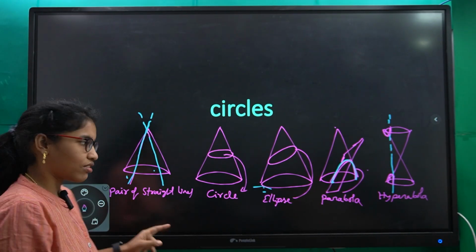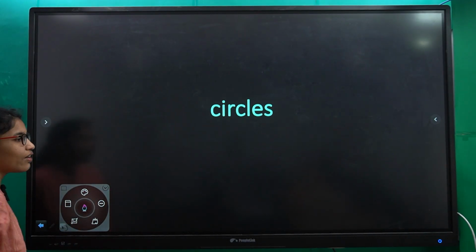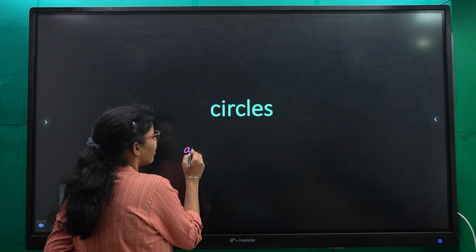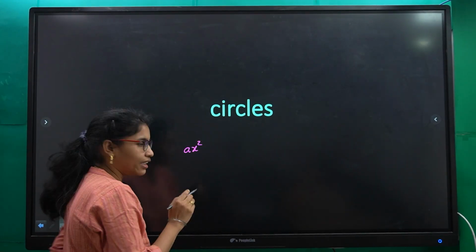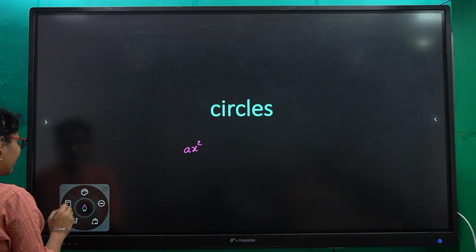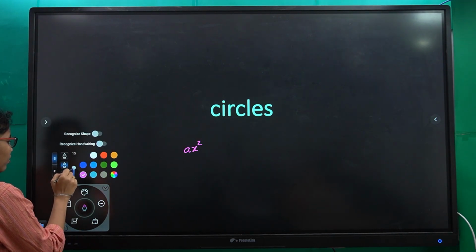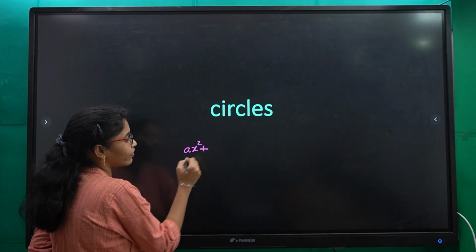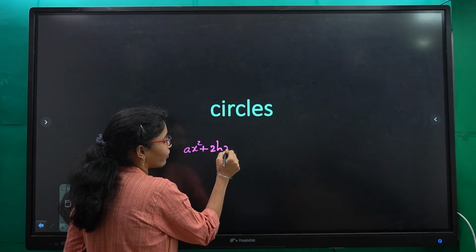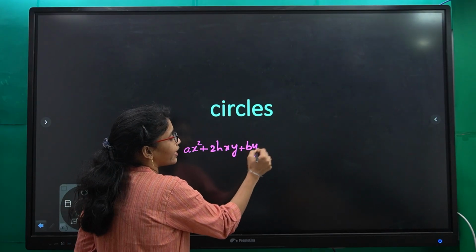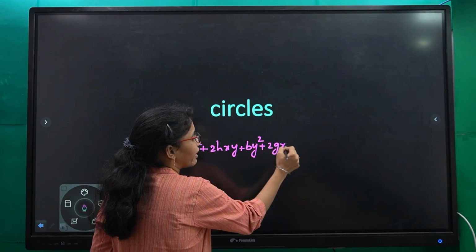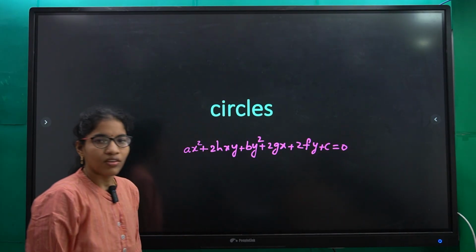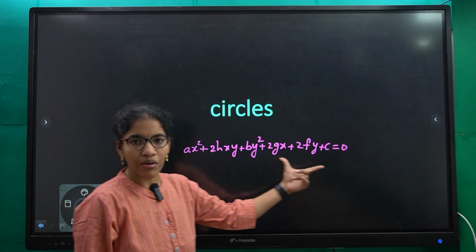That's why we call all these curves or equations conic section equations. Generally, the general form of a conic section equation is a second degree equation, that is ax square plus 2hxy plus by square plus 2gx plus 2fy plus c equals 0. This is the general form of all of them.